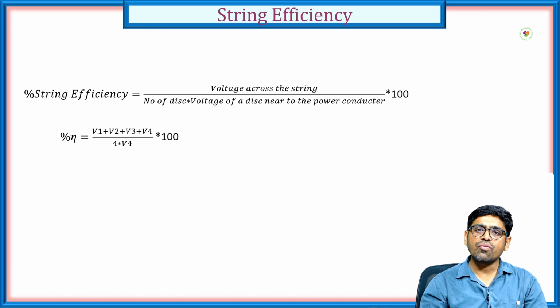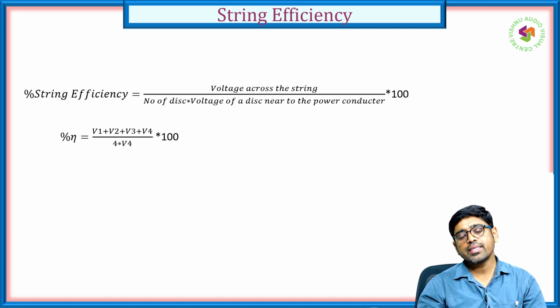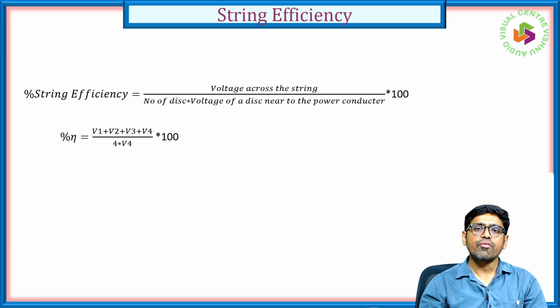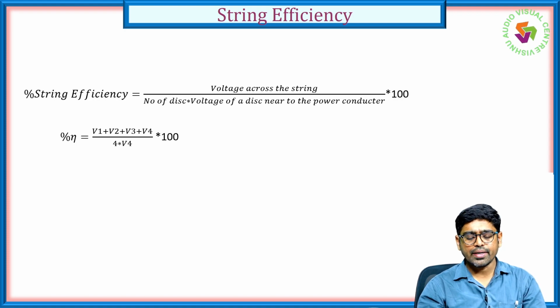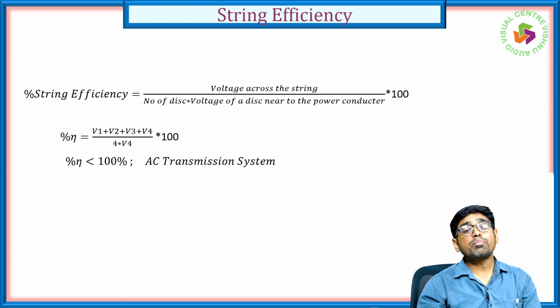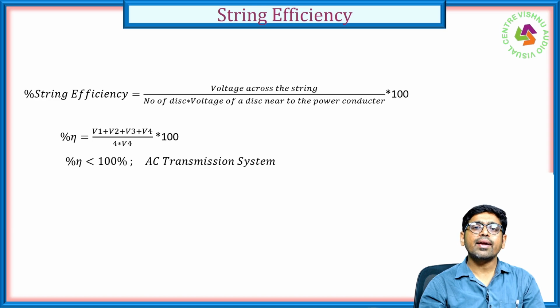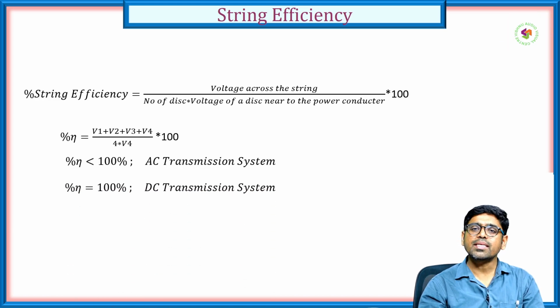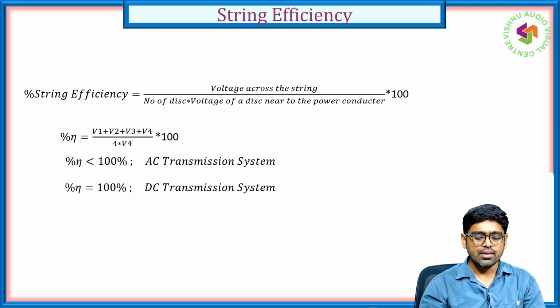So if you have 4 discs connected in series, and the voltages across those discs are V1, V2, V3, V4, then the string efficiency is (V1 + V2 + V3 + V4) divided by 4 into V4, into 100. This string efficiency is less than 100% in the case of AC transmission lines, and it is 100% in the case of a DC transmission line.